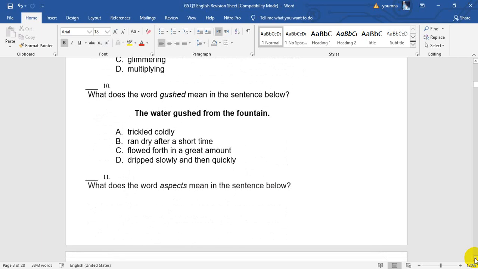What does the word gushed mean in the sentence below? The water gushed from the fountain: trickled coldly, ran dry after a short time, flowed forth in a great amount, dripped slowly and then quickly. Can you imagine with me how the water is flowing from the fountain? Actually, in a great amount. So it will be C, flowed forth in a great amount.